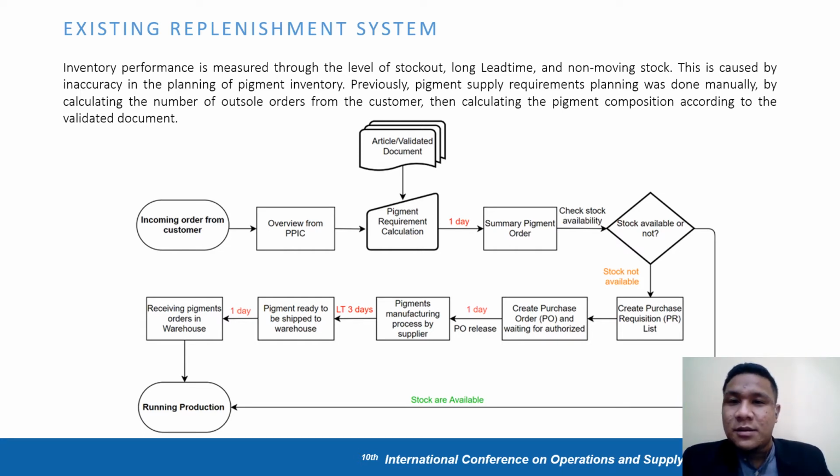If there is no stock, we need to create the purchase requisition or PR list and open the PO, purchase order, and at this stage it will take 1 day until sign-off by top management. The process of pigment manufacture on the supplier side may take around 3 days, and then it ships to the company on the next day. The total will be more or less around 6 days until the pigment arrives. So we can see there is the potential of pigment stock out or lateness of pigment arrival. So safety stock is needed to meet the production requirement.